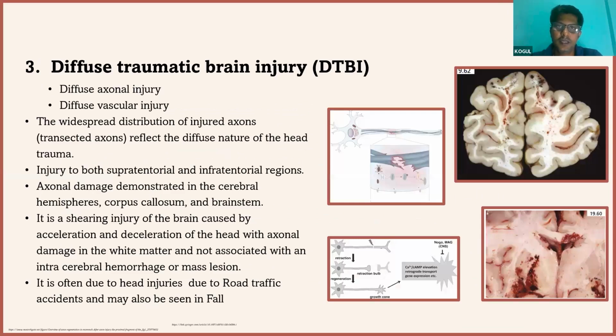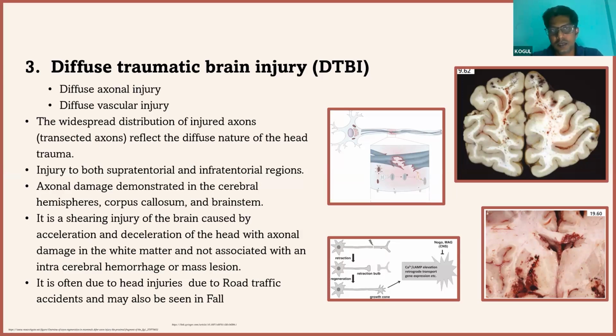So diffuse traumatic brain injury or diffuse axonal injury, as I told, has the same impact mechanism. What will happen here? There is a tear in the axon. You can get a tear in the axon. It is a permanent damage, severe damage, with a very bad prognosis.